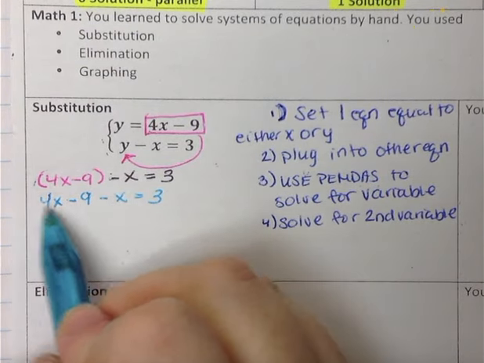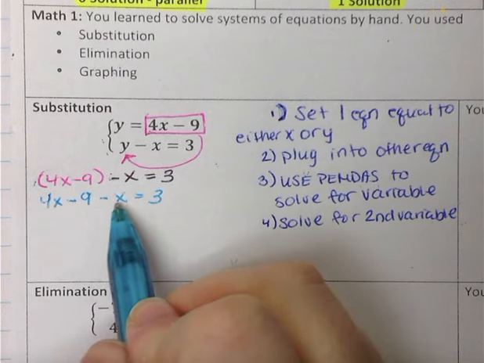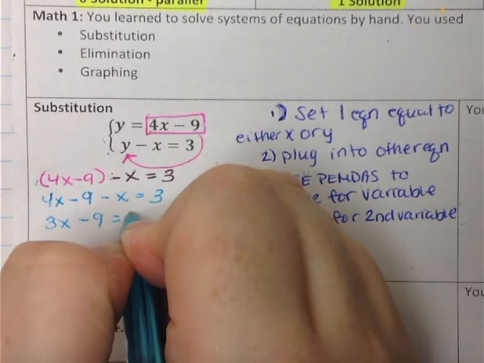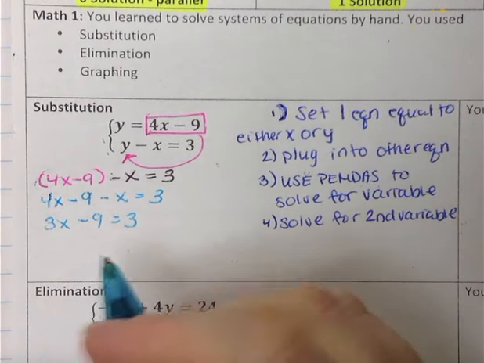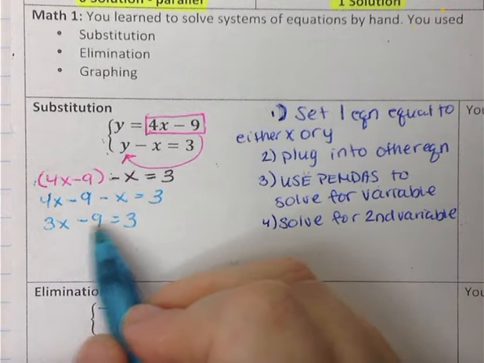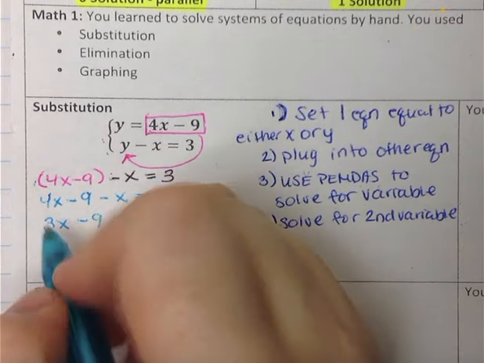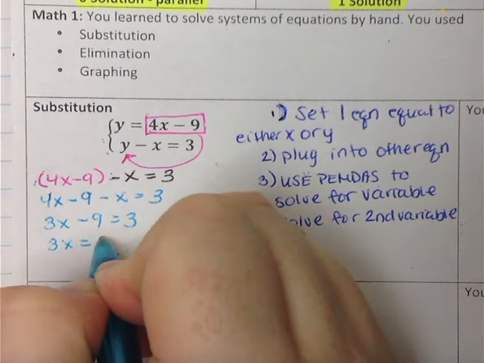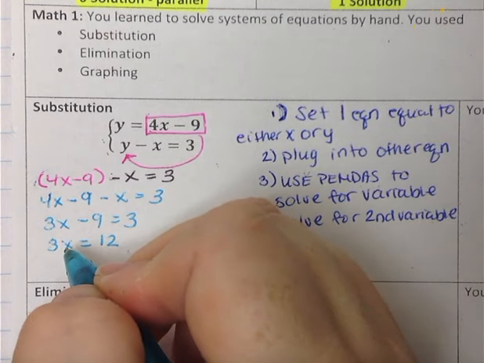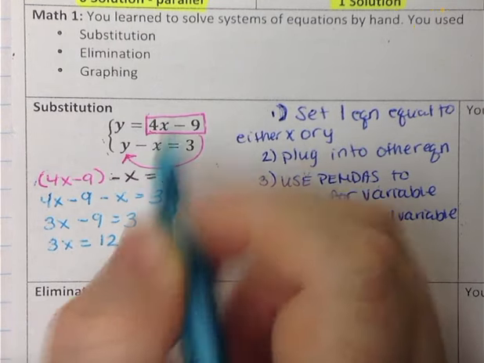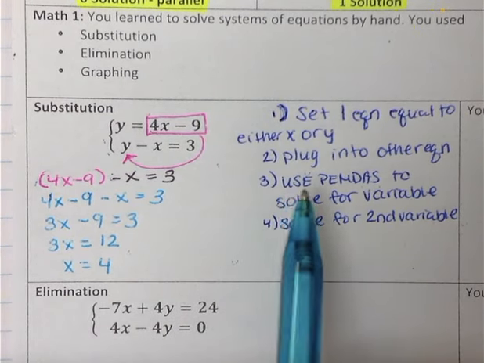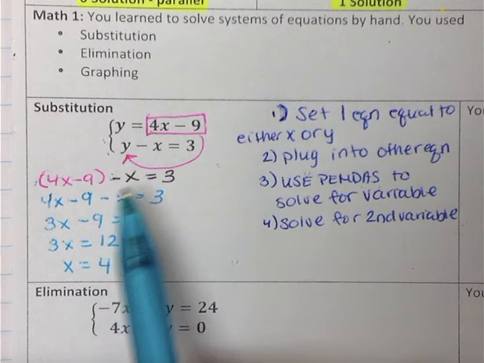So I'm going to combine my like terms on the left. So I have 4x and minus x. That will give me a 3x. And then I still have minus 9 equals 3. I'm going to solve for the x variable. So I'm going to add 9 to both sides to get rid of it over here. So I'm going to have 3x is equal to 12 because 3 plus 9 is 12. Then I'm going to solve for x by dividing by the 3 on both sides, so x will equal 4. We have just now solved for the variable that we had remaining.